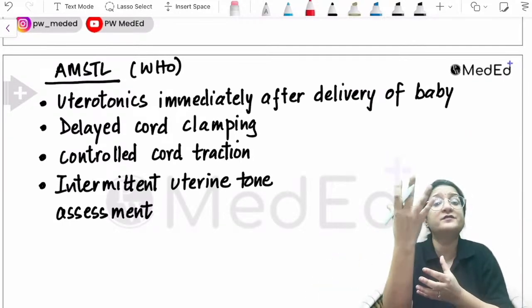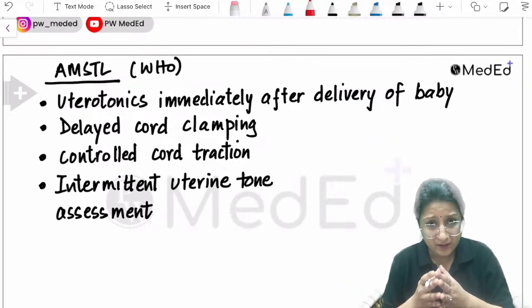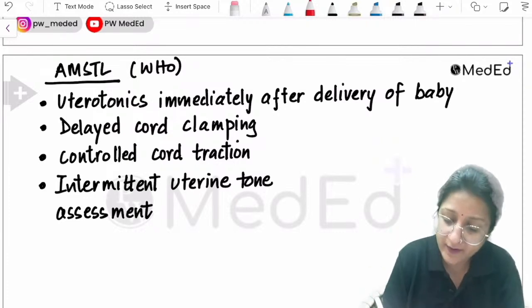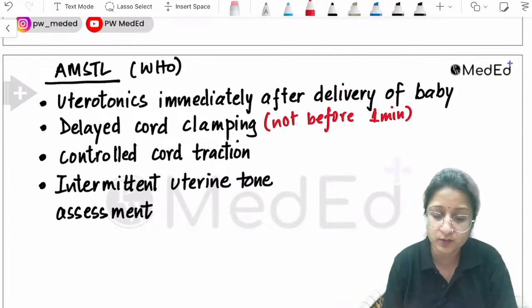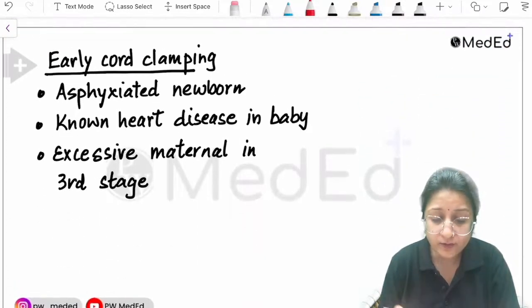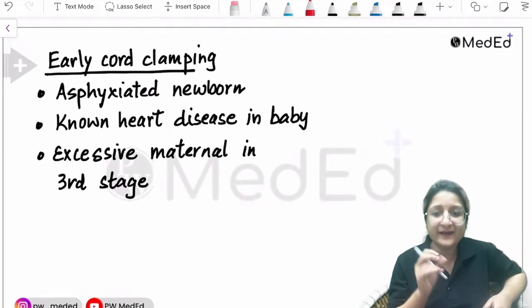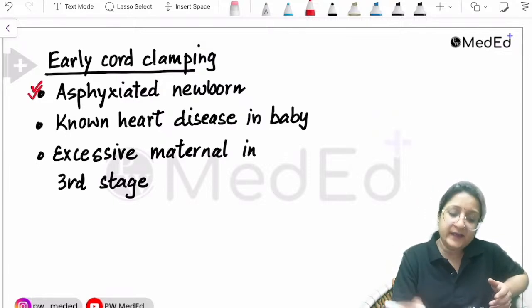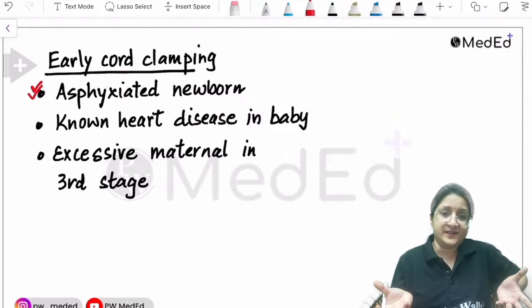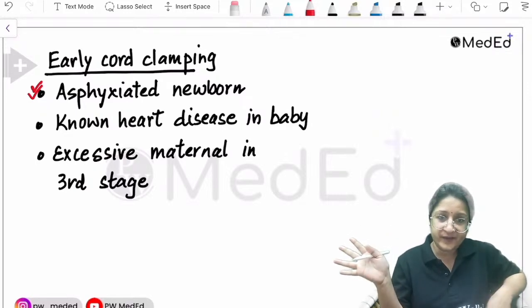But I've given you the logic that obviously if there's a second twin on the way, you won't start. Delayed cord clamping means not before 1 minute, okay. Controlled cord traction is done and intermittent uterine tone assessment is also done. Now, the only situations where early cord clamping is recommended, these are the three most valid indications for early cord clamping. Keep them in mind. The most accepted indication is if the newborn is asphyxiated, then you need to clamp the cord quickly and hand over the baby to the pediatrician for immediate resuscitation.